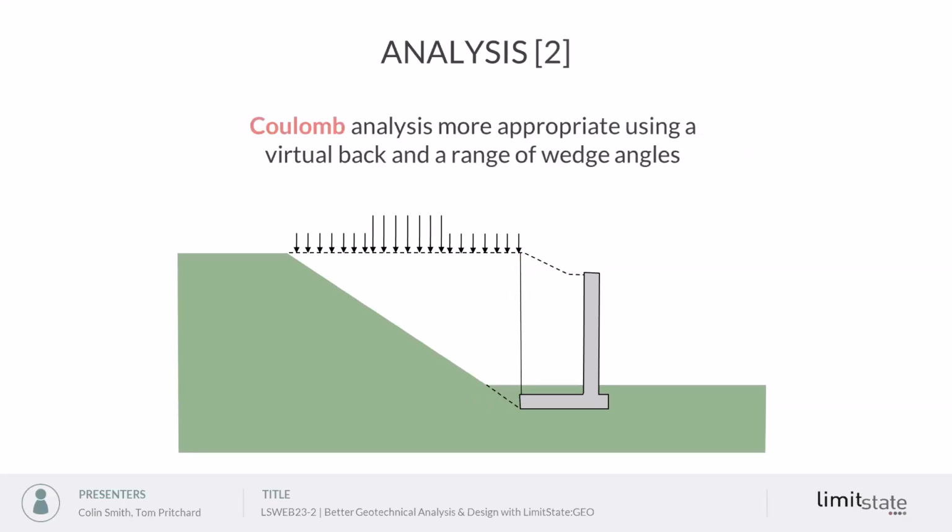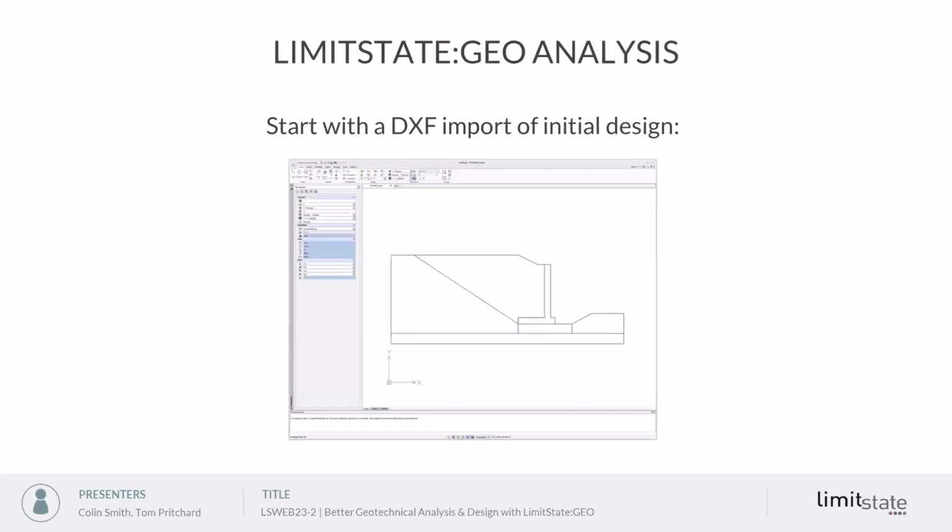Alternatively, we could use a Coulomb wedge analysis, try various wedge angles to give us the critical wedge for that situation. And again, that will take account of those surface loads a little bit better, but again, it's using just a single wedge. So we might miss the critical failure mechanism. So let's see how we can analyze this in LimitState GEO.